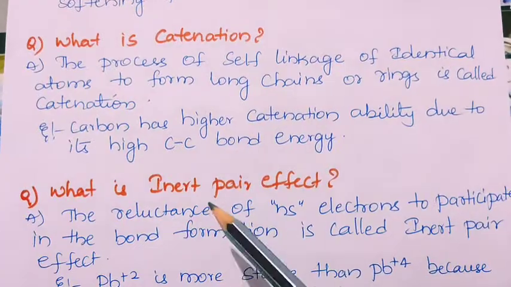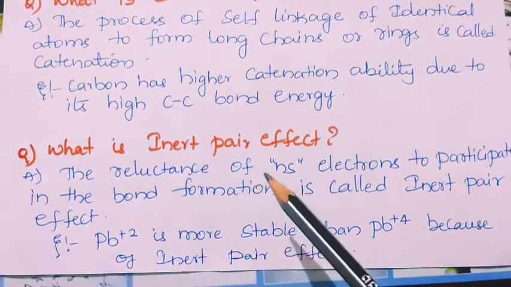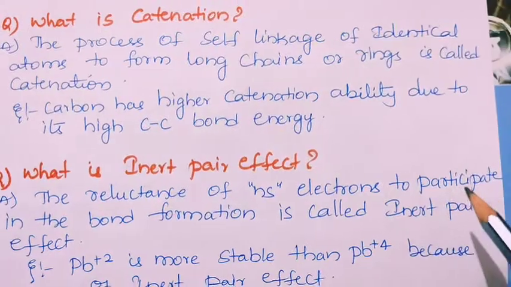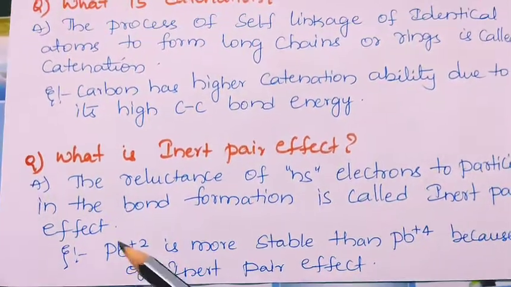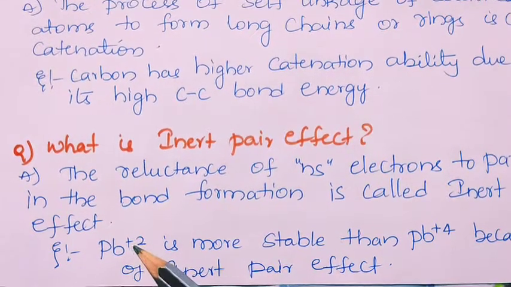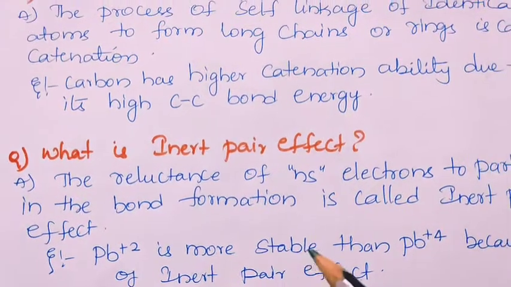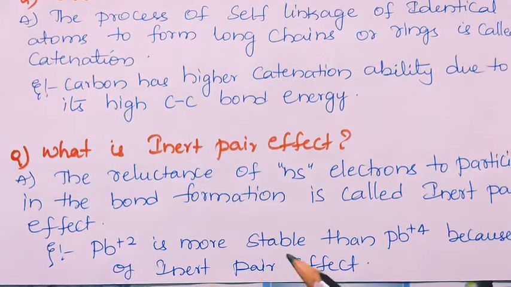What is inert pair effect? The reluctance of ns electrons to participate in bond formation is called inert pair effect. So here is an example. Lead in the +2 oxidation state is more stable than lead in +4 because of the inert pair effect.